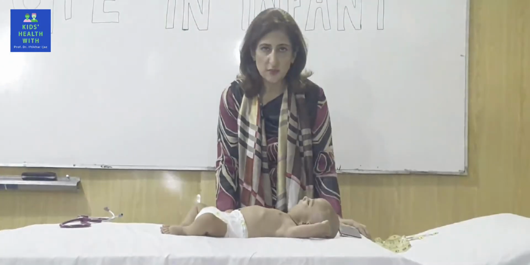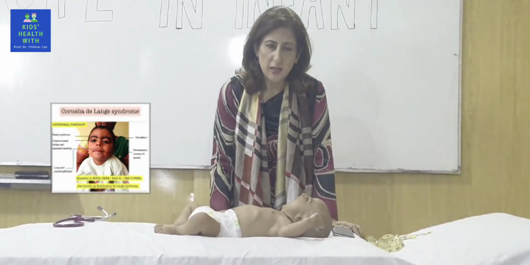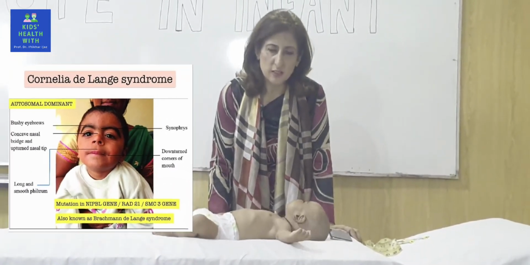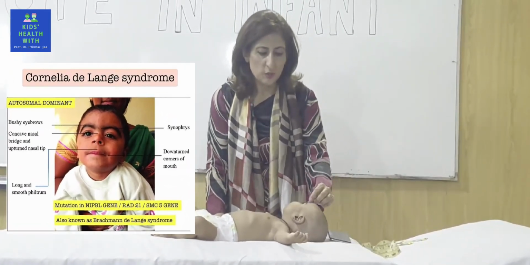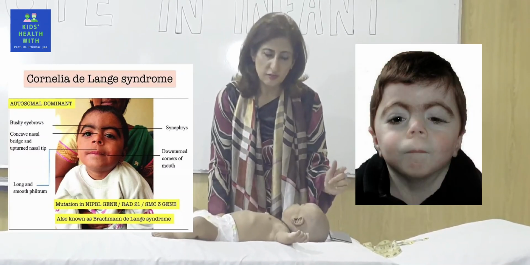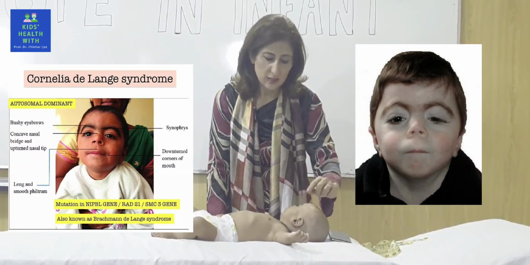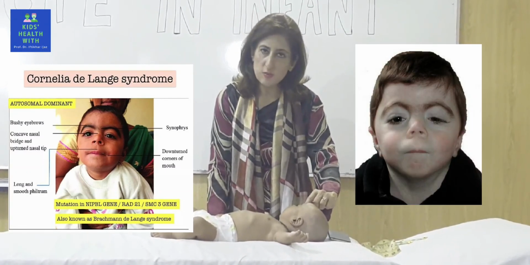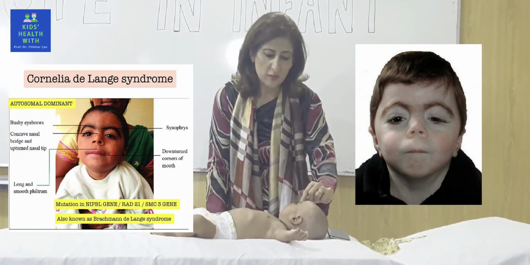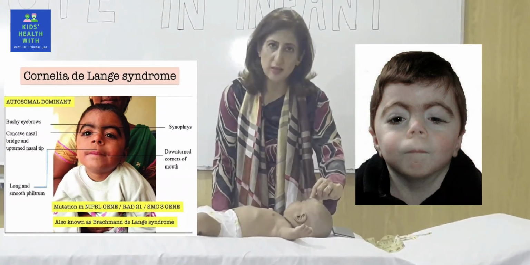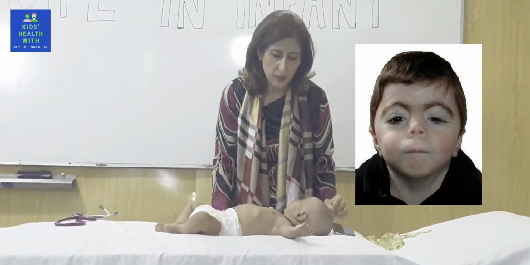Look at the eyelashes. If they are very long, that again indicates Cornelia de Lange syndrome, where along with the bushy eyebrows there is a synophrys, meaning there is hair in between as well and no intervening clear area like normal people have.